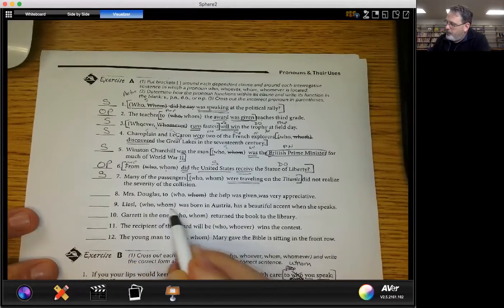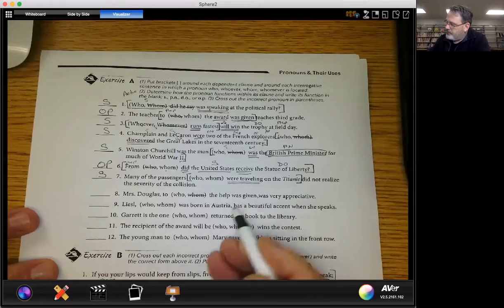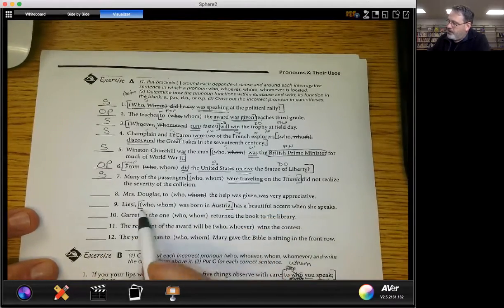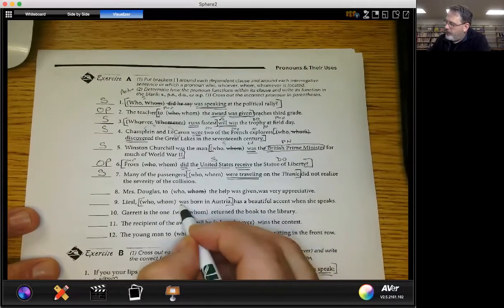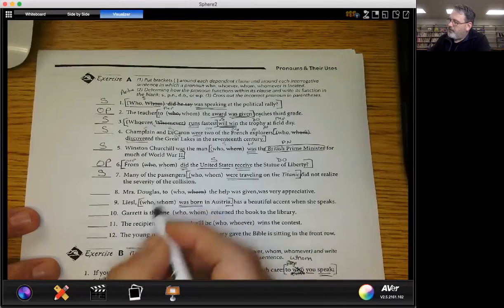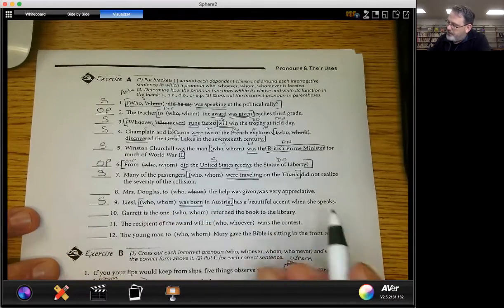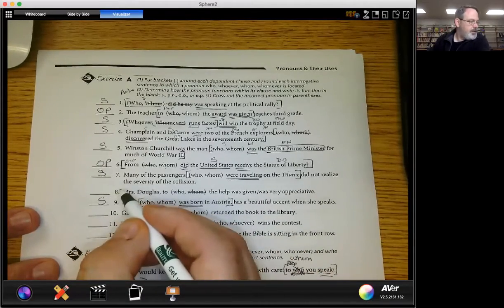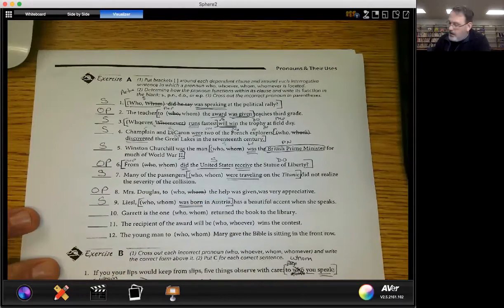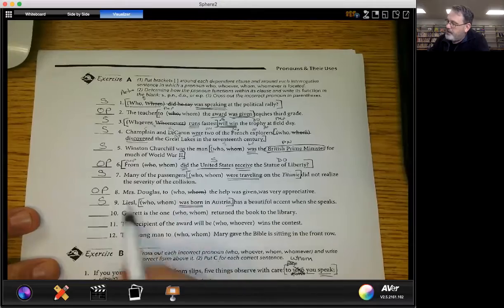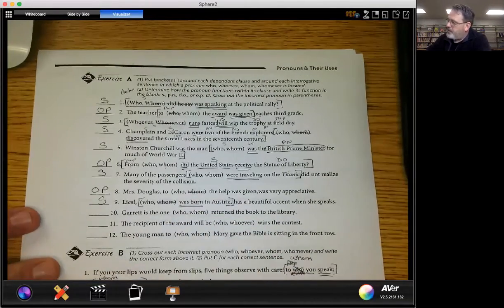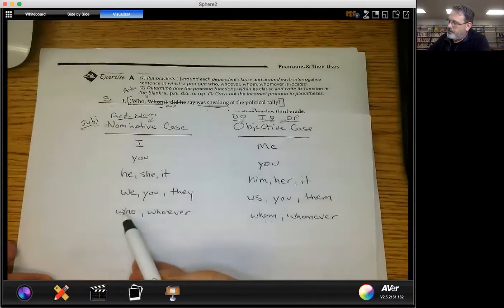Liesel, who or whom was born in Austria, that's our clause, has a beautiful accent when he speaks. In this clause, our verb is was born. In Austria is a prepositional phrase. So that means that this is the subject. I forgot to put, let's see, what was this? To whom? That's an object of preposition. Sorry about that. We did determine that though. So this is a subject. Subjects have to be nominative case. We cross out whom because nominative case is who.